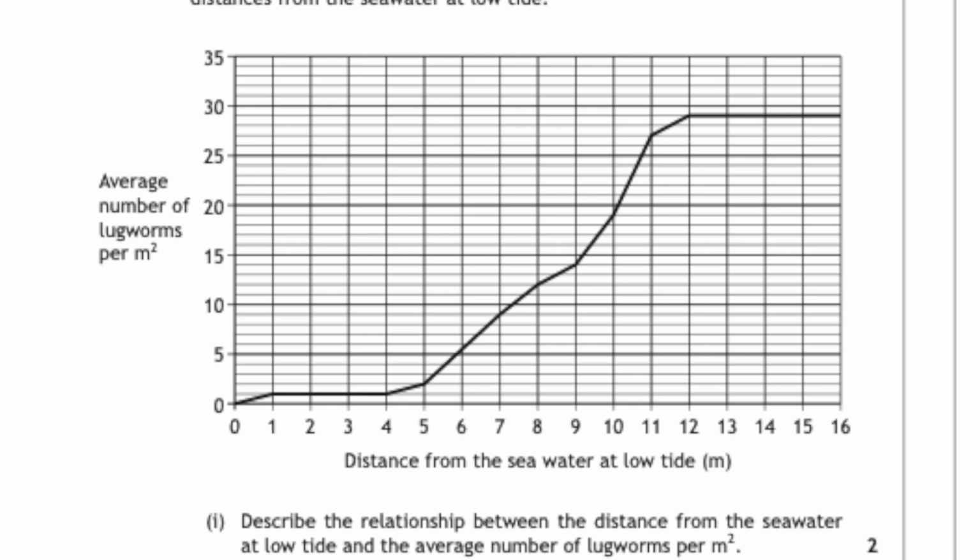And the question is, describe the relationship between the distance from the seawater at low tide and the average number of lugworms per metre. There's 2 marks for it, so you've got to tell them 2 things. And the first thing they're looking for is, as the distance increases, the population of lugworms increases up to 12 metres. So as you go along, it increases until you get to 12 metres on the graph. After 12 metres, the number of lugworms flattens out.